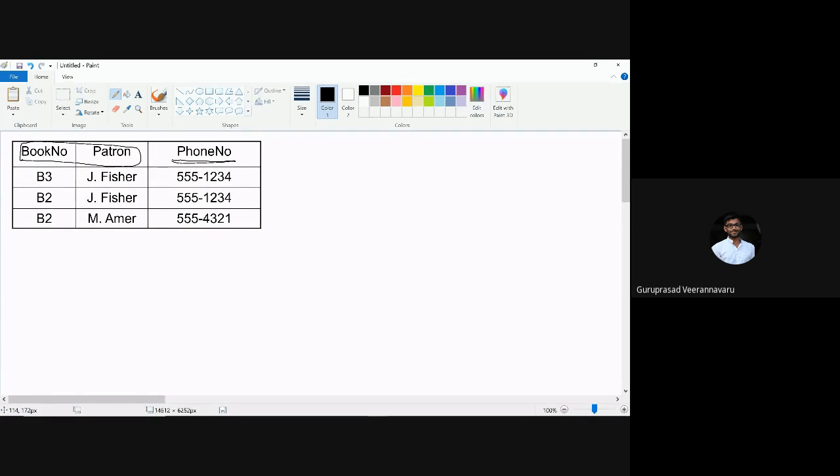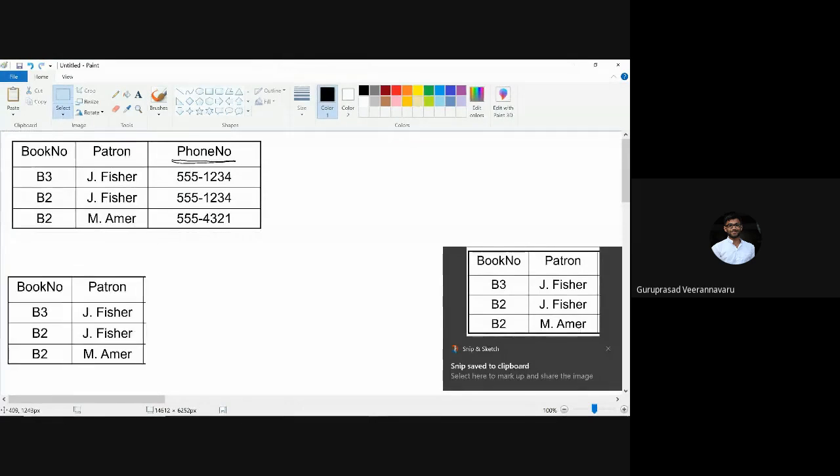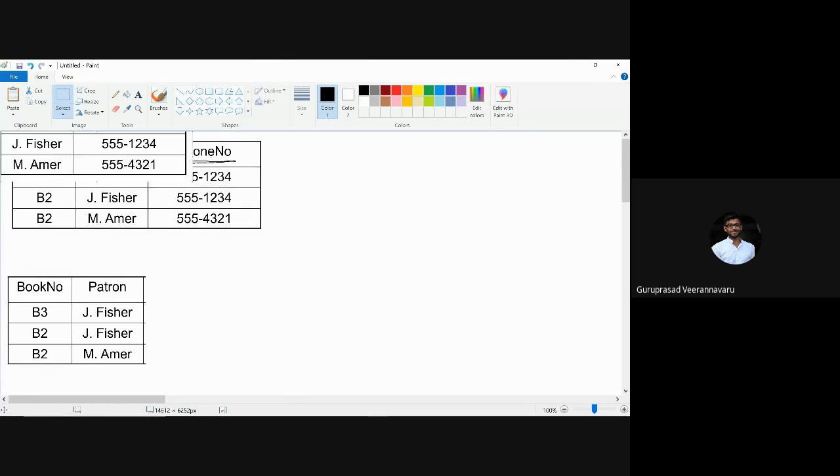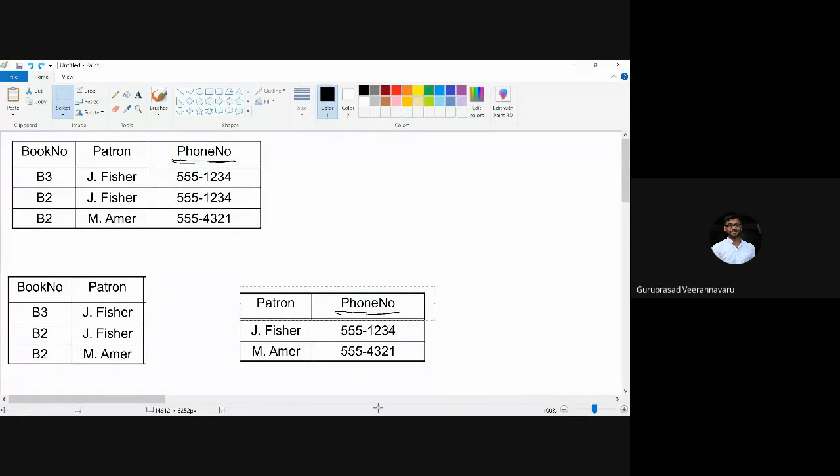If I was to redesign this, how will I redesign it? It would become something like this. This would be one table, and this will be another table. The ideal way to design this would be book and patron on one side, and phone number related to patron. I don't have to put it with this book. So now if I have to update the phone number, I just have to come here and update it in one place.